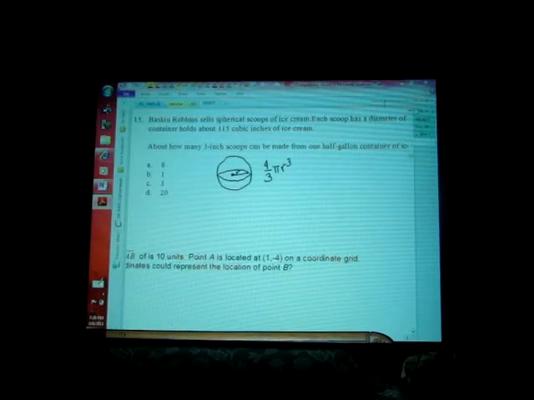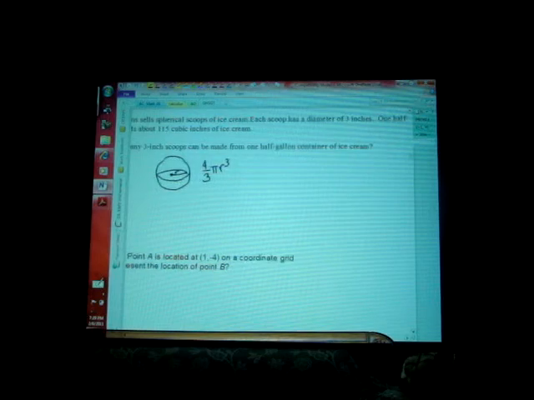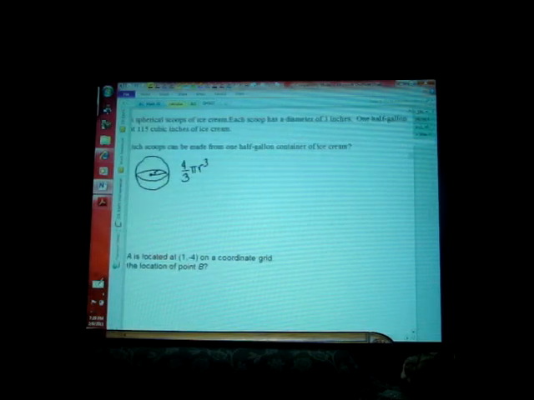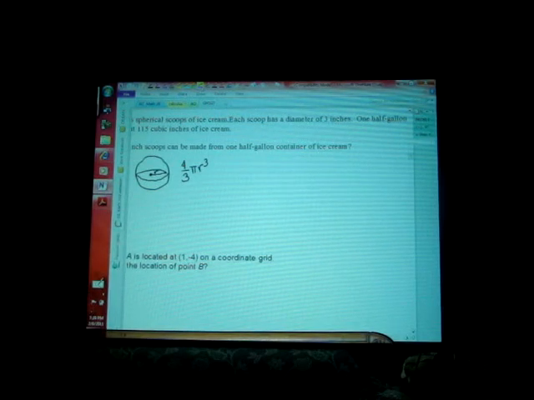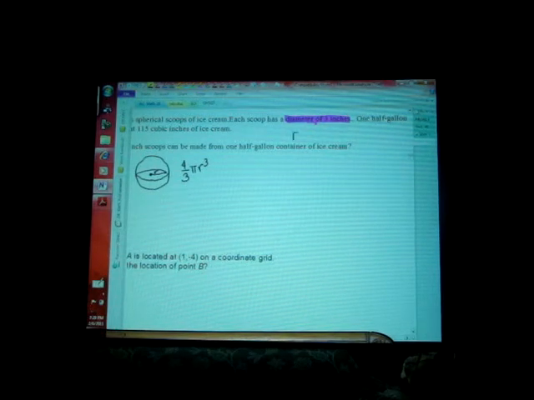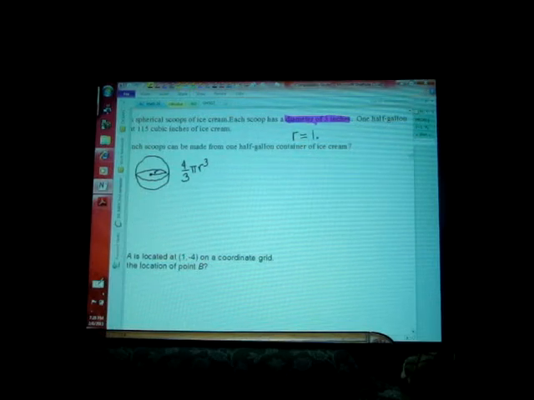What it's saying is that each scoop, now here's where they're trying to get you, has a diameter of 3. Well, if the diameter is 3, that's not what you need for the formula. You need the radius. Radius is half of the diameter, from the center to the outside. So that means the radius is 1.5.